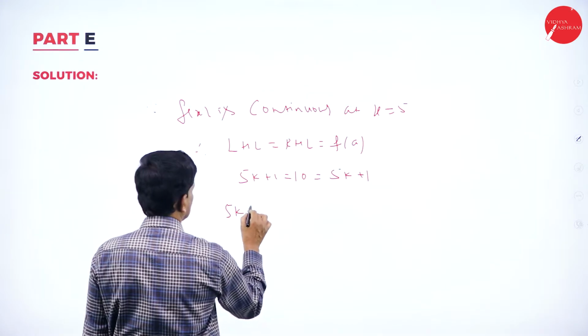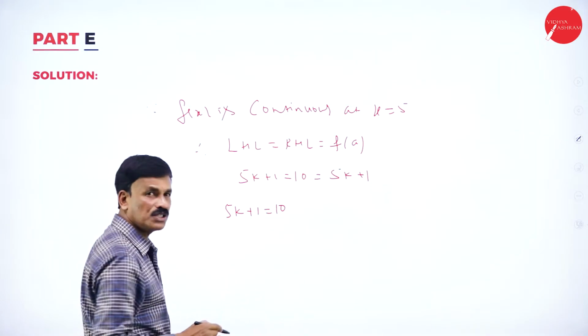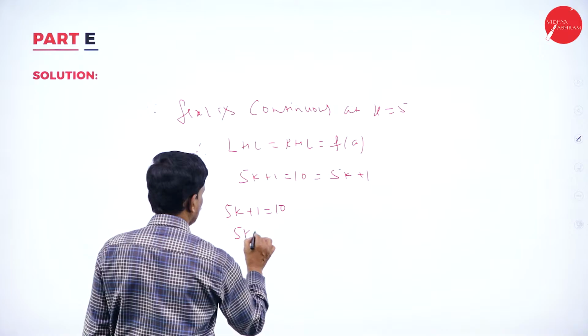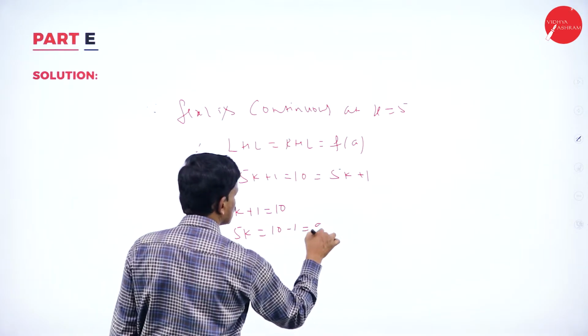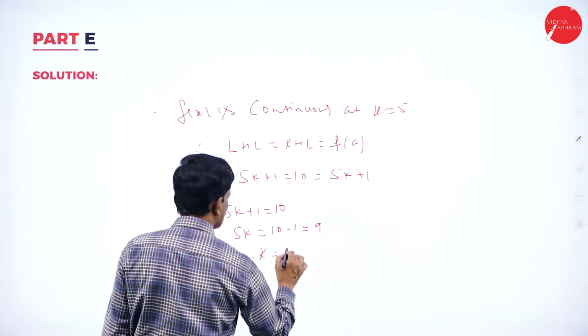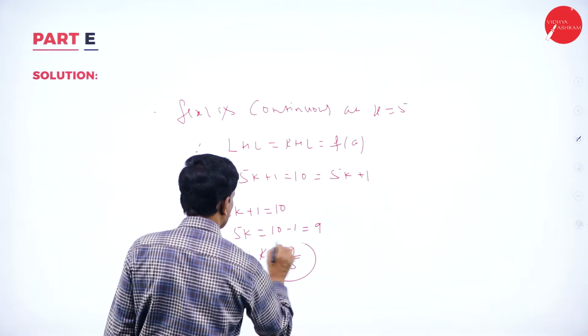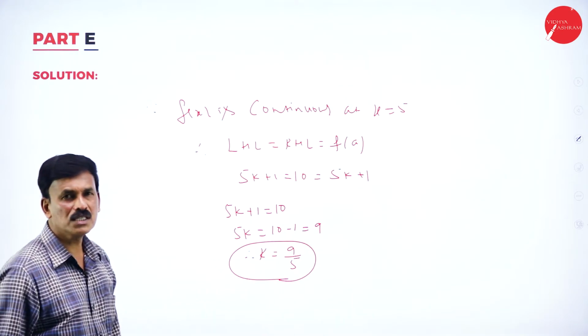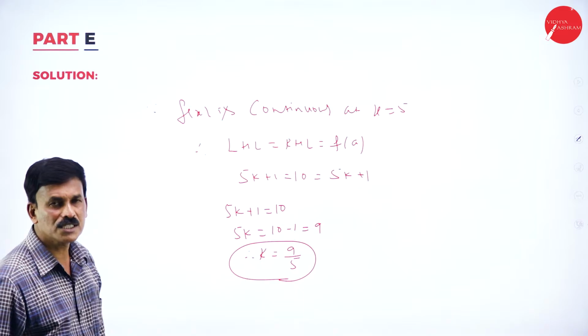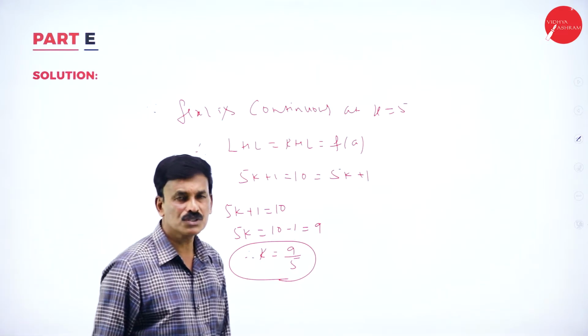Let me take first and second. 5k plus 1 is equal to 10, or 5k is equal to 10 minus 1, that is 9. Therefore k is equal to 9 by 5. That's it. So the value of k is 9 by 5. Very simple. This is how we are going to solve the problem.